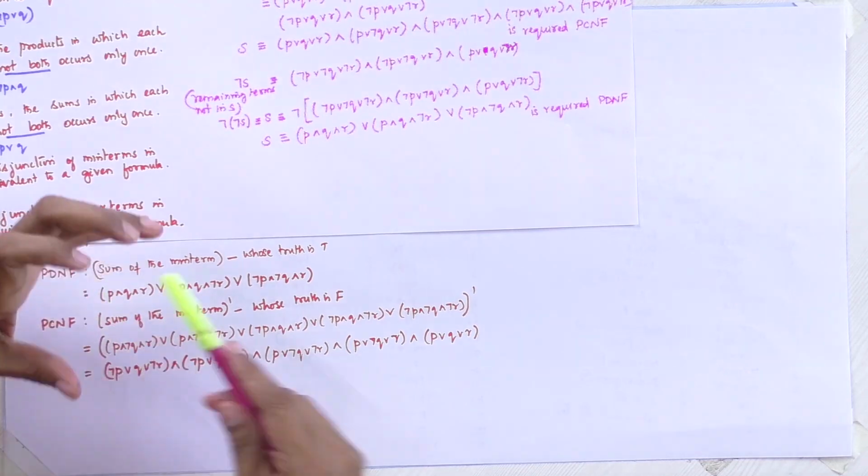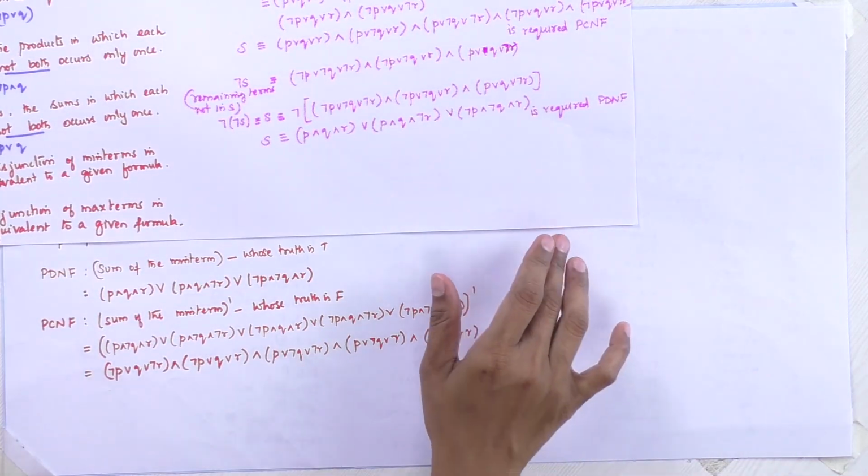So this is how we will do our PCNF and PDNF, by applying the logical laws of equivalence and implication as well as the construction of the truth table.